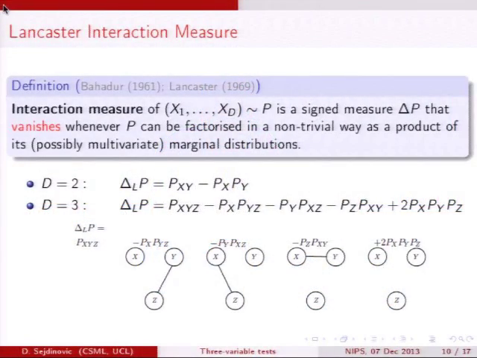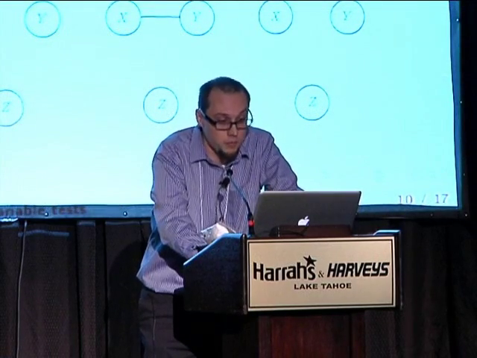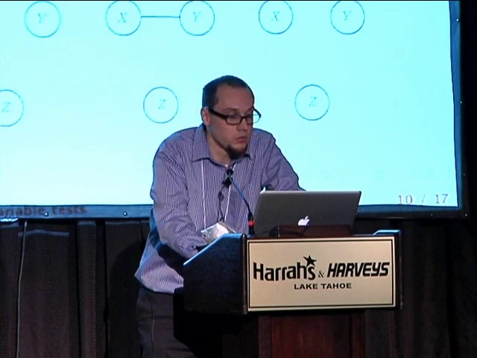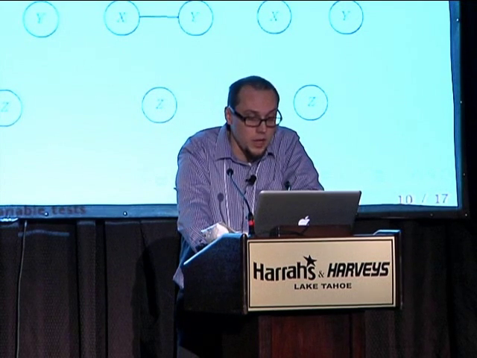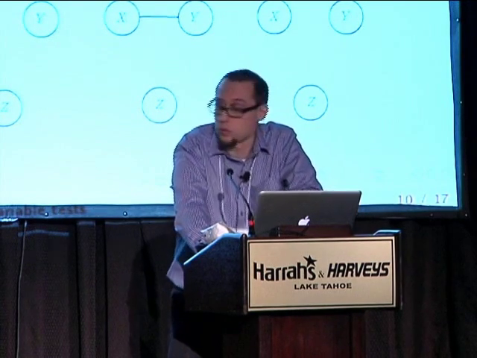So this is a pictorial representation. And to convince you that this is a correct interaction measure, i.e. that it vanishes whenever the joint distribution factorizes, say that we have the factorization in red. Then pxyz breaks down as px pyz. But pxz also factorizes and pxy also factorizes, so the blue terms also cancel out. So we get that the Lancaster interaction vanishes.